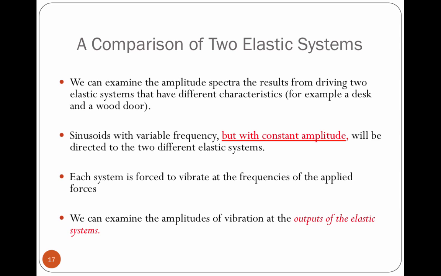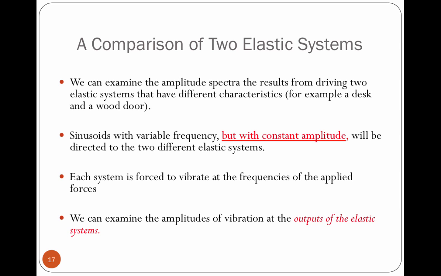So comparing two elastic systems, we can examine the amplitude spectra that results from driving two elastic systems. So in the last example, I spoke about taking a tuning fork to a metal table or to a wood table. So the waves with variable frequency but constant amplitude will be directed at the two different systems. Each system is going to be forced to vibrate at the frequency of the applied force, but one will be better at it than the other.